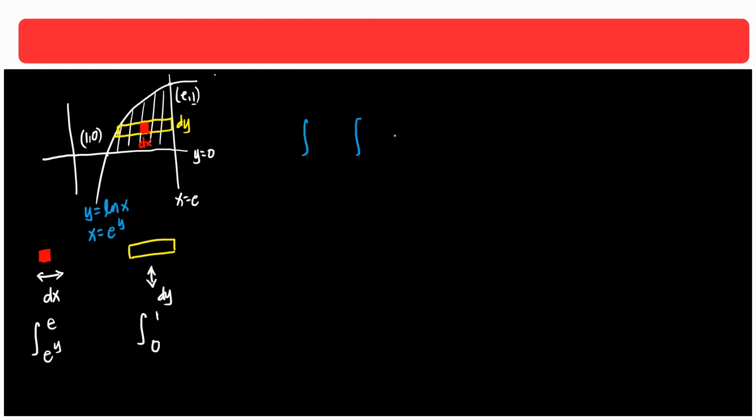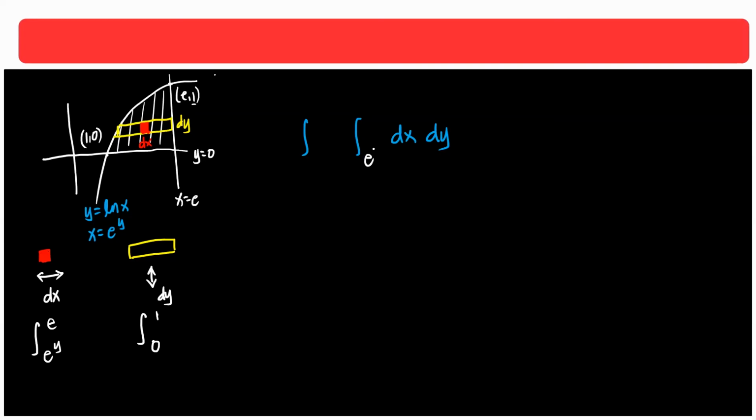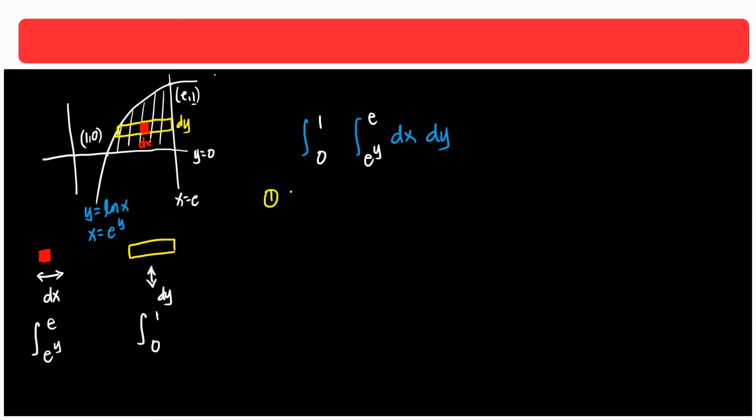So if I ask you to write this in terms of double integral, what would be the order? The order would be dx first, followed by dy. What would be the limits? The dx limits are from e to the y up to e, and then the dy limits are from 0 up to 1. So let's take the first integration, with respect to x. This would be simply the integral from e to the y up to e of dx. So that's just x from e to the y up to e. So it's e minus e to the y. This is your answer for the first one.